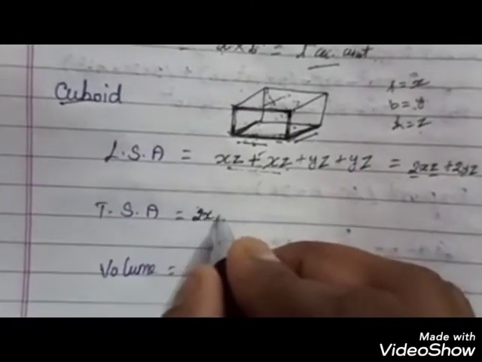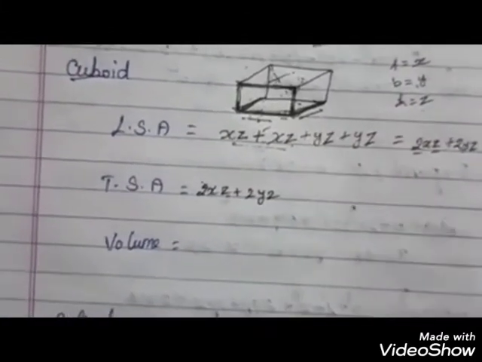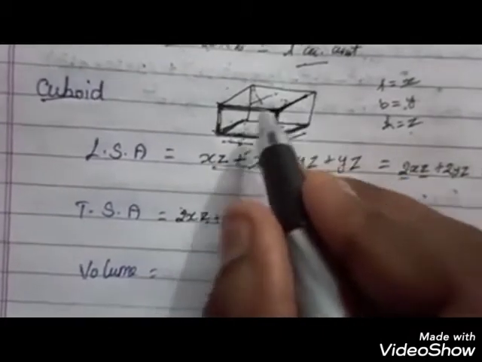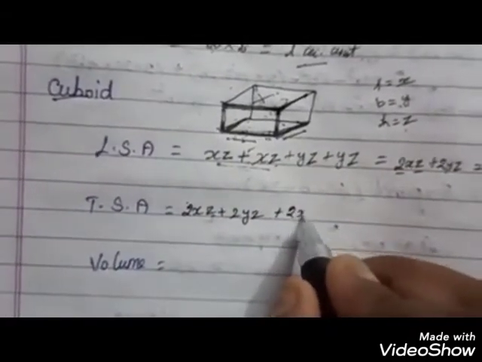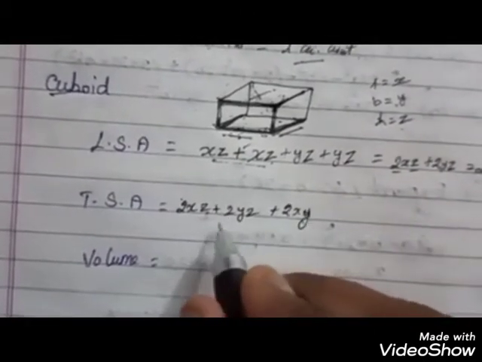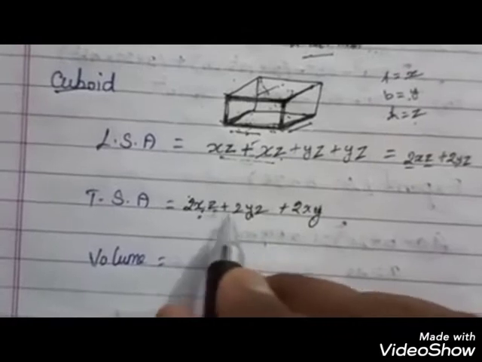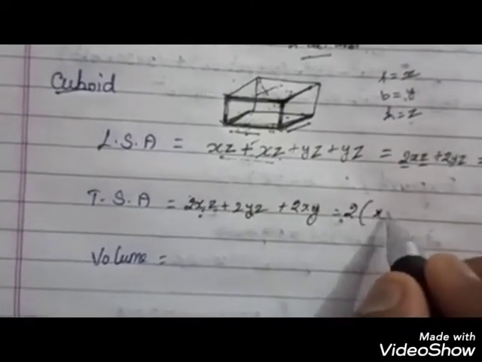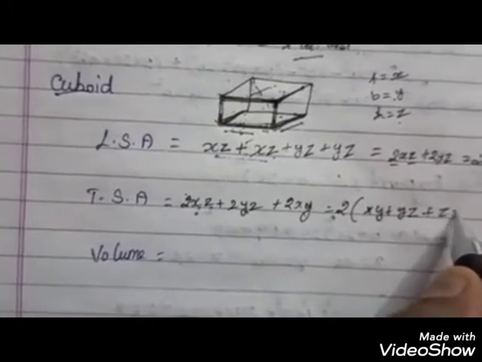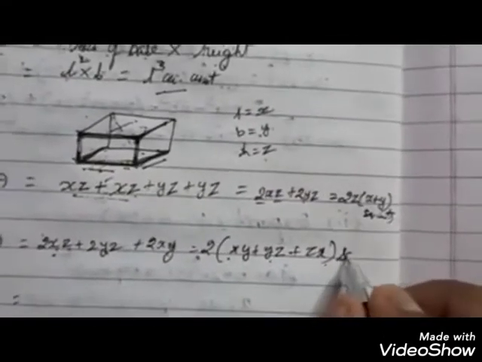So for total surface area, you already know that 2XZ plus 2YZ is the lateral surface area, and including that you need to take length and breadth, which is 2XY. Here we can't take X common, and Y also we don't take common, because only two terms are present. So we take only two: XY plus YZ plus ZX, that is LB plus BH plus HL. This is the formula. Then another thing, you need to write the square units.